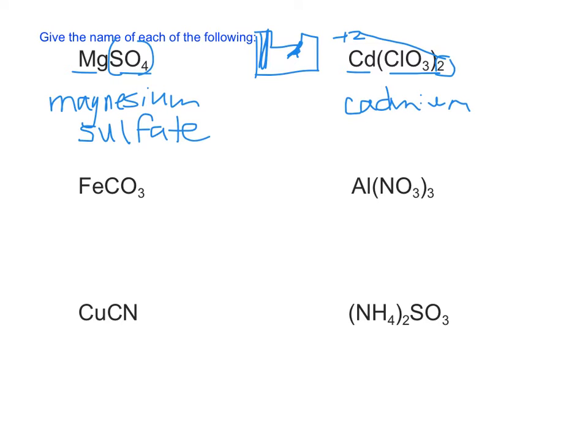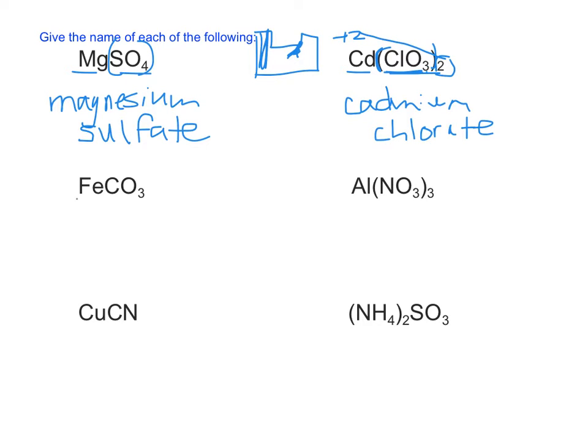It's just cadmium, and then we look up ClO3. Look at what's in the parentheses. Don't worry what's outside of the parentheses. And there's a lot of ClOs, so make sure you're picking the right one. ClO3 is chlorate. So this is cadmium chlorate.